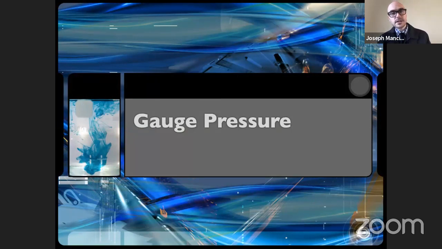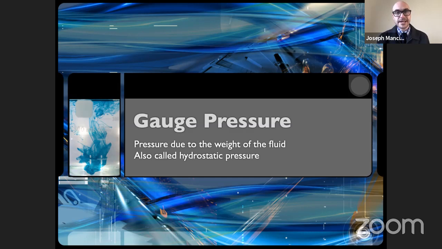Okay, so we've talked about pressure in terms of force and area. Now we'll talk about pressure exerted by a fluid. We talk about the gauge pressure. That's the force exerted by the weight of the fluid above some point.